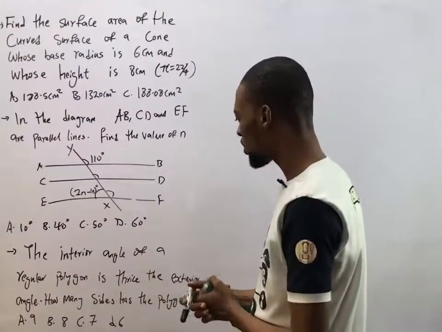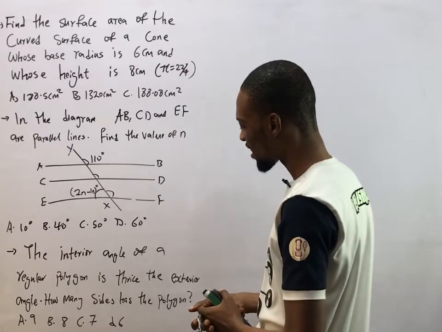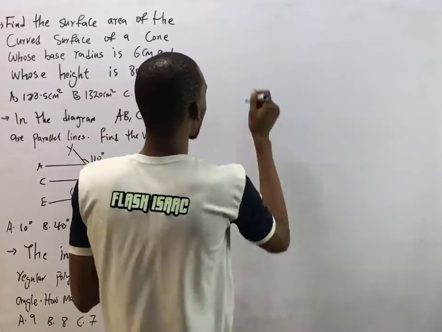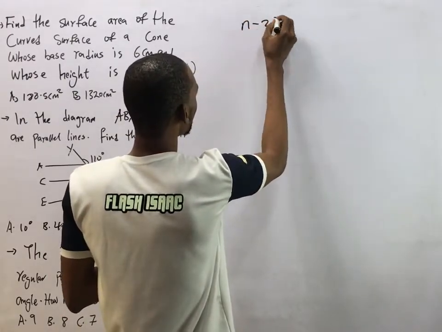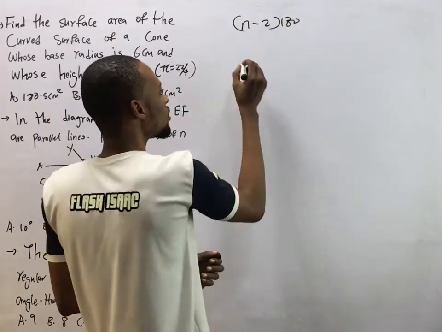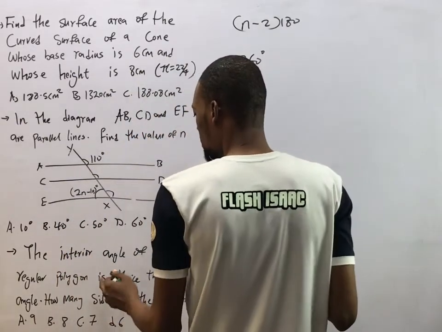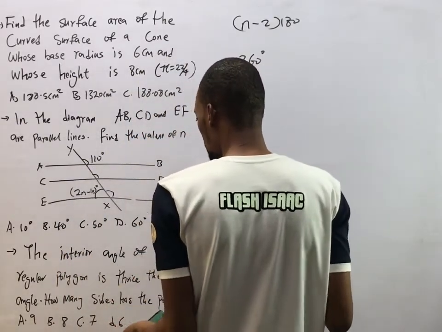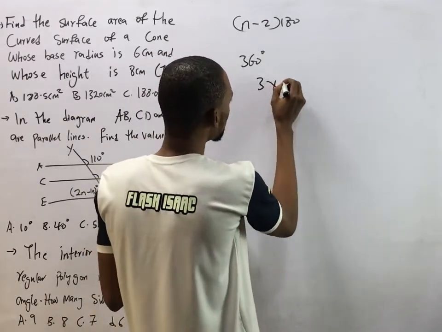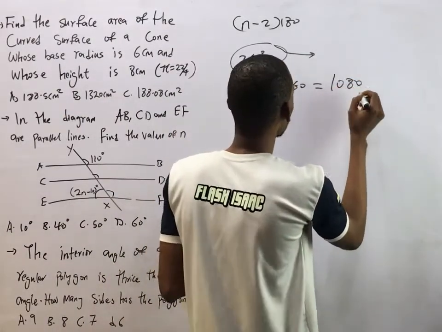The interior angle of a regular polygon is thrice the exterior angle. How many sides has the polygon? The interior angle of a regular polygon is given by n minus 2 times 180, and the exterior angle is equal to 360 degrees. So if the interior angle is 3 times the exterior angle, it simply means it is 3 times 360, to give you 1080 degrees.